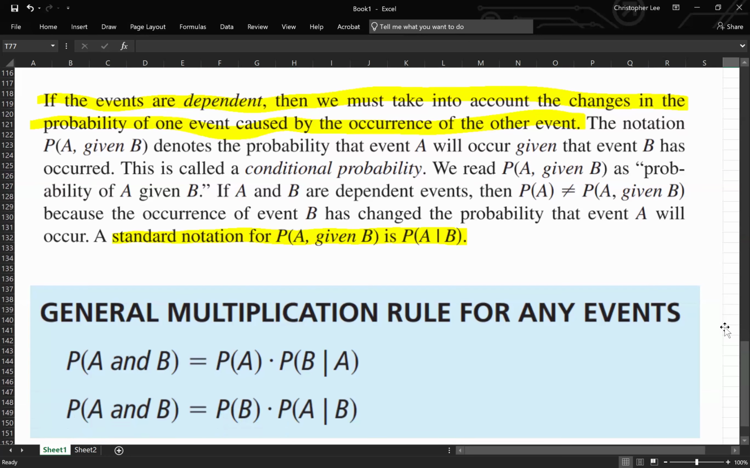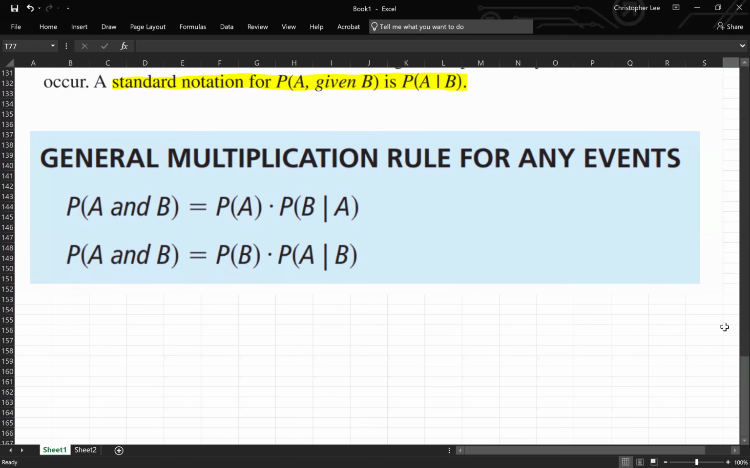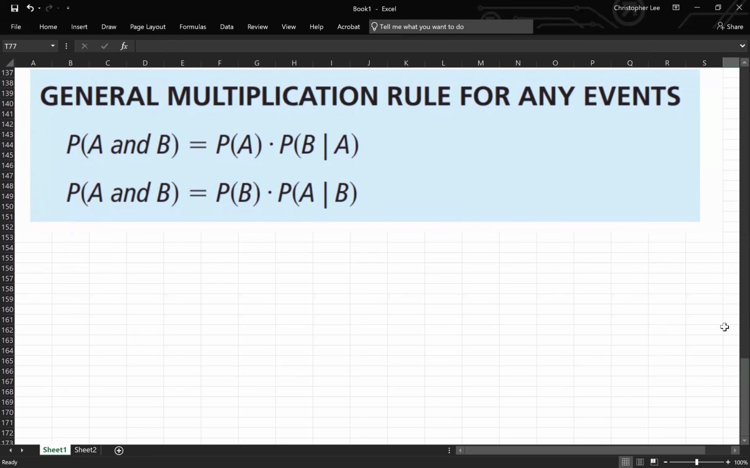All right, look at this real quick. The general multiplication rule for any event. This is the one that I want y'all to take to heart. If y'all were going to highlight something on your formula sheet, this would be the one. So the probability of A and B is equal to the probability of A times the probability of B given A. Or the probability of A and B is equal to the probability of B times the probability of A given B.